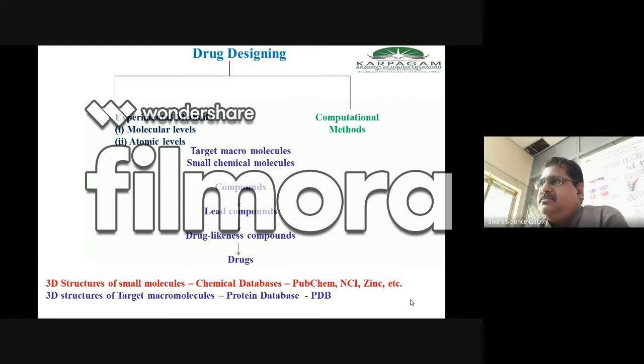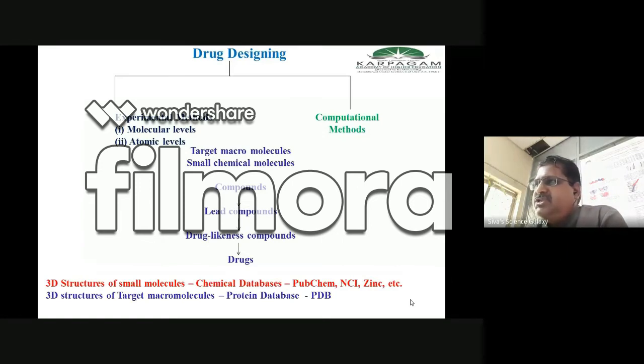Okay. Now, the drug designing. Drug designing can be carried out either by pure experimental methods or by pure computational methods. Our focus for this presentation is computational drug designing. Irrespective of the method, whether experimental or computational, for drug designing we should know two pieces of information: the structural information of target molecules and the structural information of small chemical molecules. We need the structural information.